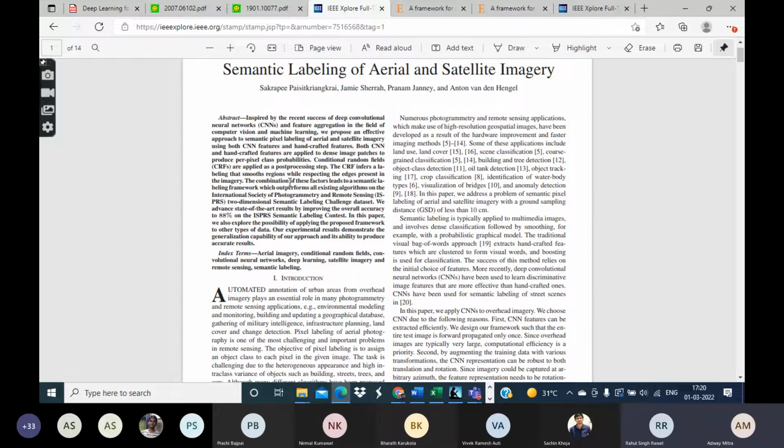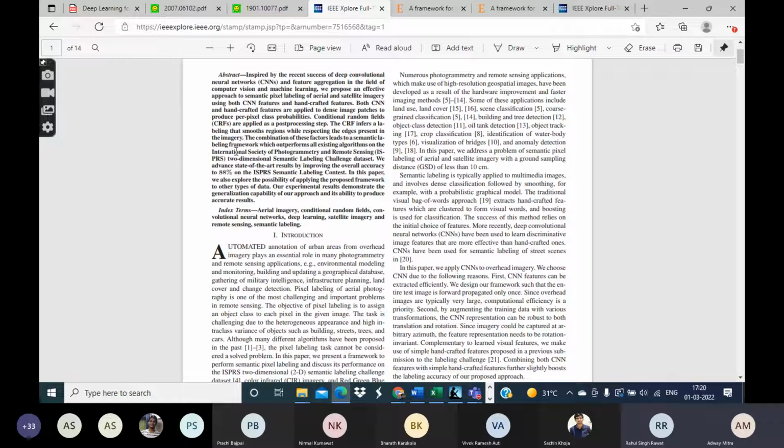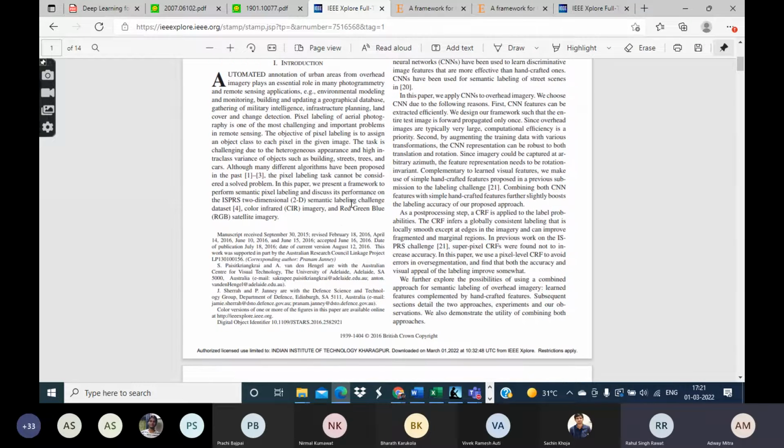The combination of these factors leads to a semantic labeling framework which outperforms all existing algorithms on the ISPRS dataset. This is a society of remote sensing which collects lots of these images and gives them as a challenge for these kinds of purposes. We advance state-of-the-art results by improving the overall accuracy to 88%. Okay, so let's go over this quickly.